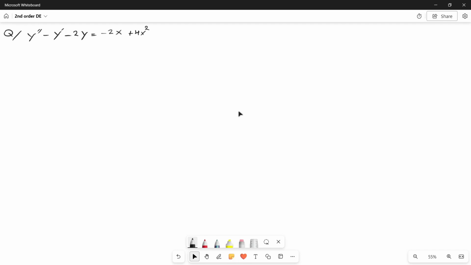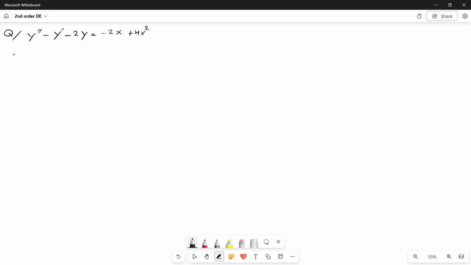In this one we'll be solving a second order non-homogeneous differential equation. We must find the general solution for the following. y'' - y' - 2y = -2x + 4x².